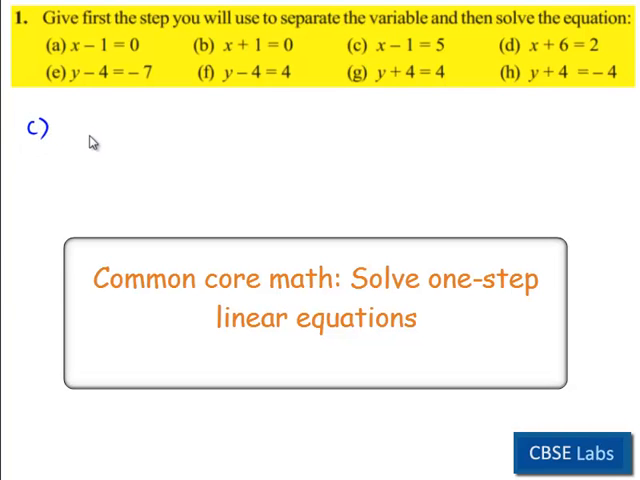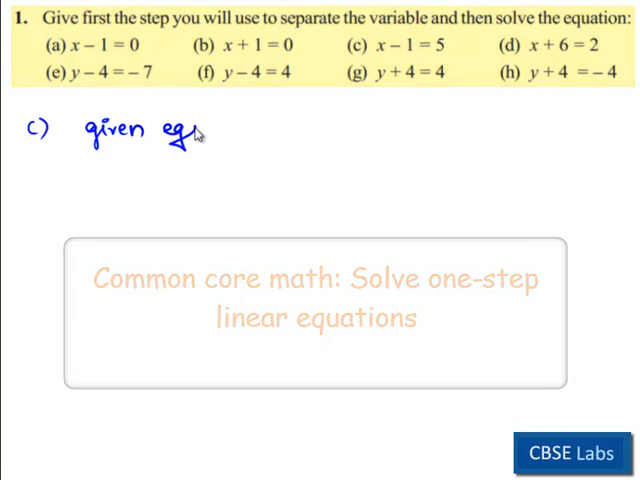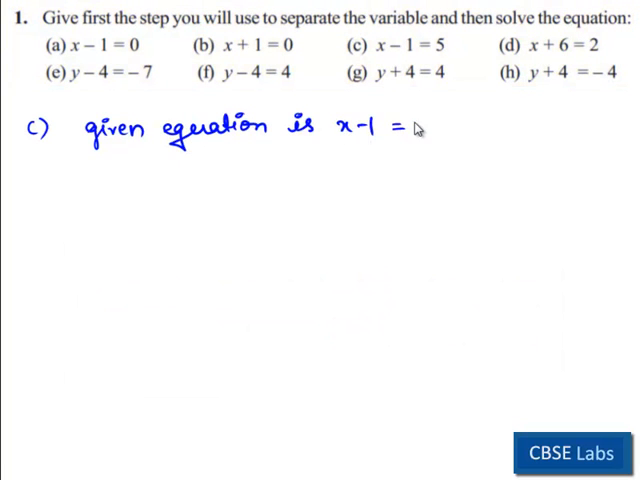Now let us move on to the third bit. So the given equation in the third bit is x minus 1 is equal to 5. Now to solve the equation, we need to separate the variable from the remaining part.